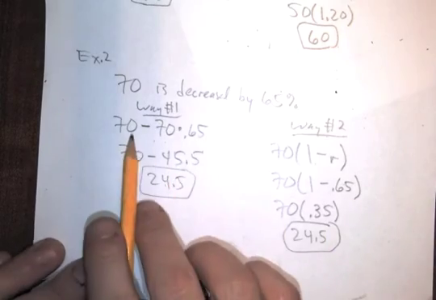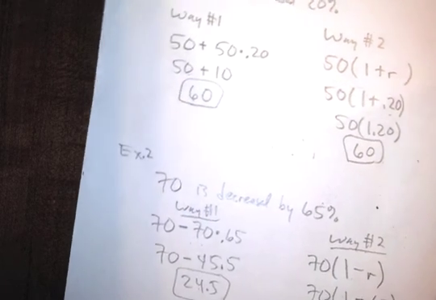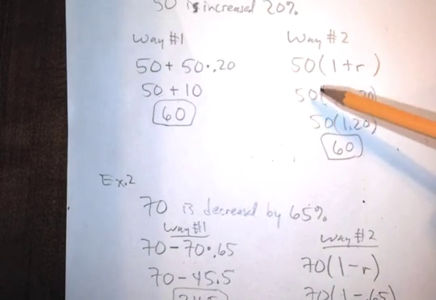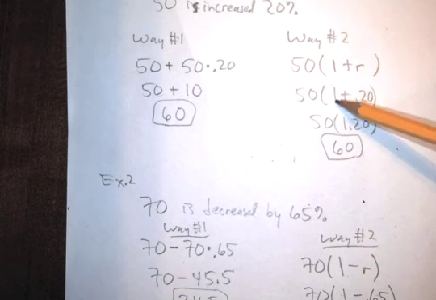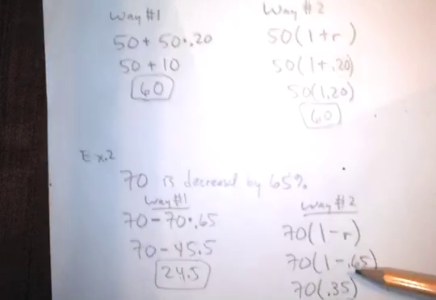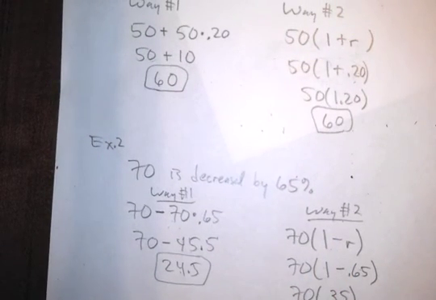So way number one, you're just taking what you start with and either adding or subtracting from that, the percent. Way number two is more like a multiplying factor. I'm taking what I started with and multiplying it by this factor. If it increases, 1 plus the percent. If it's decreased, it's 1 minus the percent. Show this out clearly if you want it for full credit on your assignment there, guys.